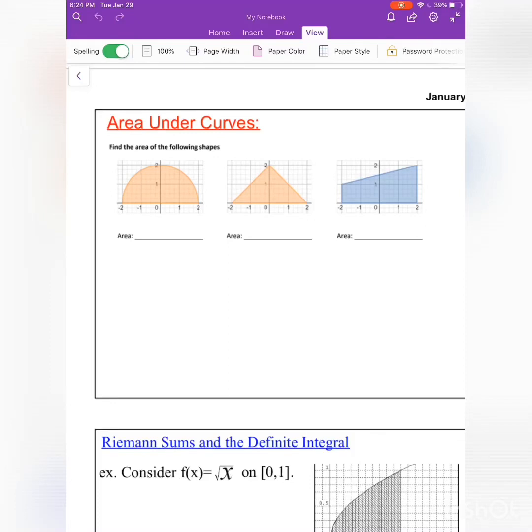Welcome back. Second day of Riemann sums and definite integrals we're going to introduce today. Just a quick recap. We've been talking about techniques in finding area underneath the curve.